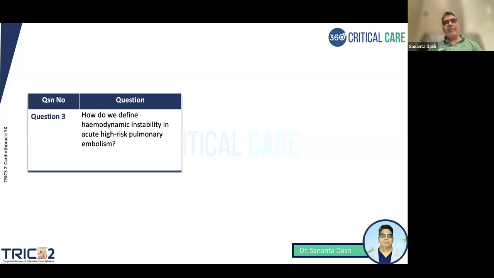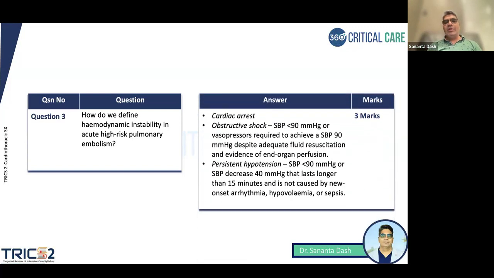So how do we define hemodynamic instability in acute high-risk pulmonary embolism? So you need to know what is called unstable high-risk PE, okay? The factors that make the pulmonary embolism a hemodynamically unstable high-risk PE are: the patient who has pulmonary embolism and has suffered a cardiac arrest, or the patient who has shown obstructive shock, that means the systolic blood pressure less than 90, or vasopressors are required to achieve a blood pressure of 90 despite adequate fluid resuscitation, and there is evidence of end organ perfusion defect, right?